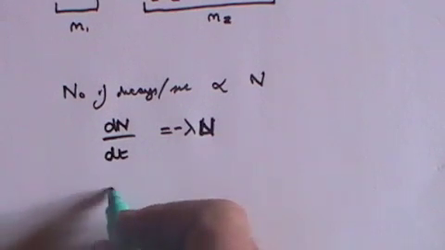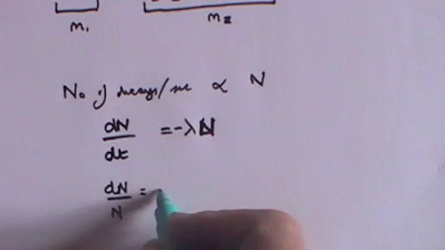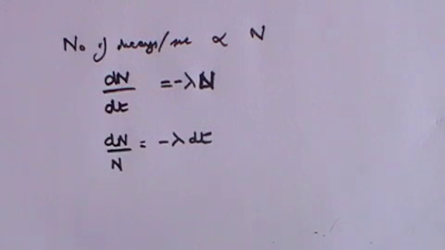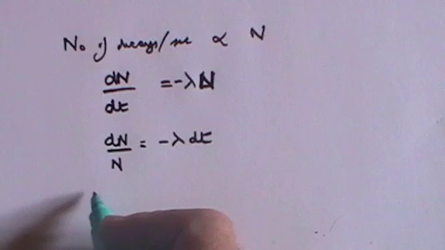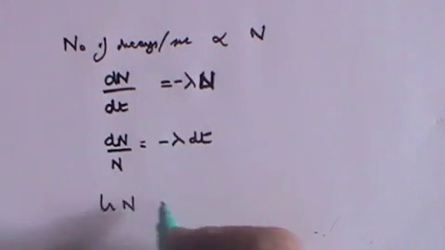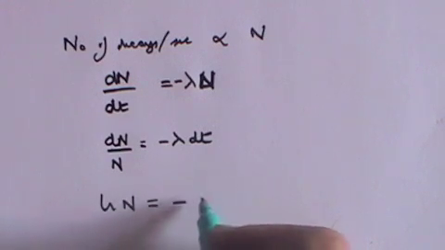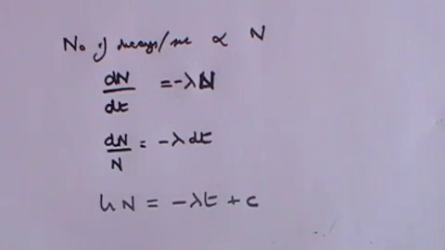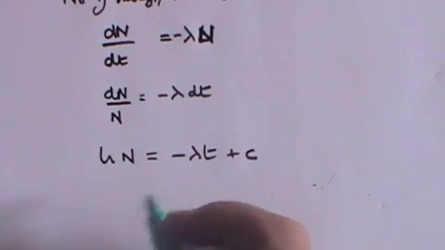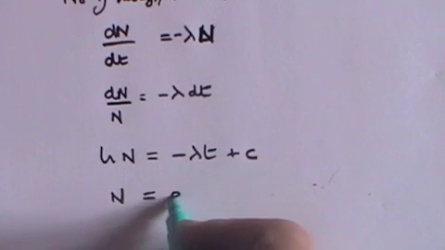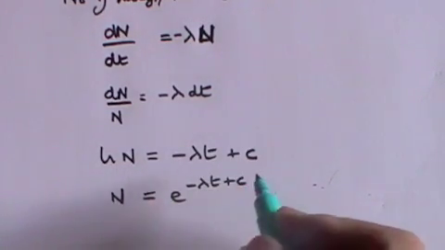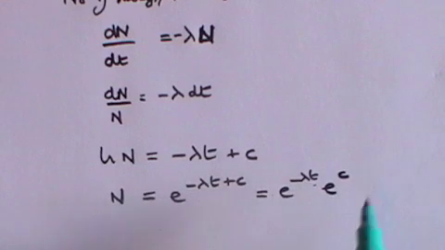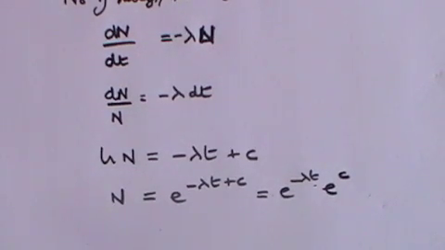So we can rearrange that to say that dN over N is equal to minus lambda dt. And now we integrate on both sides. The integral of 1 over N is, of course, log to the base e of N, and that is equal to minus lambda t plus, of course, the constant of integration. And now we anti-log both sides. So you now get N on that side and e to the minus lambda t plus c on this side, which is equal to e to the minus lambda t times e to the c. Those are, of course, one and the same thing.